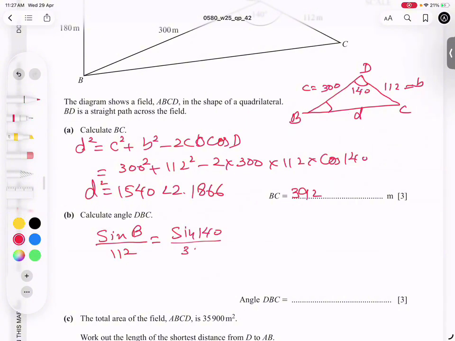So 392. Okay. Now I'm going to bring it there, and then we take a sine inverse of the whole thing. And 112 into sine of 140 over 392. So students, let's try and type in calculator basically 140 and over 392.